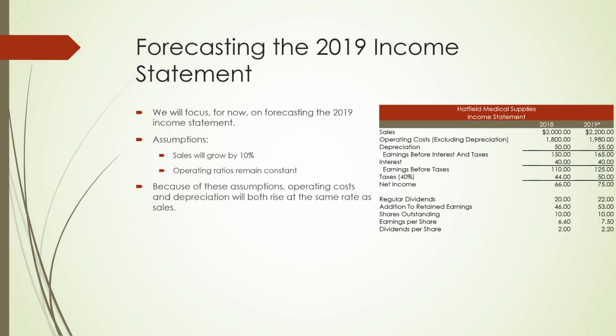And then you can see I've done some other calculations as well. So I'm assuming that the dividend goes up by 10%. The addition to retained earnings is simply net income, 75, minus the dividend of 22 gives us 53. That will go to the balance sheet. The shares outstanding are going to remain the same. And then earnings per share and dividends per share you can calculate based on the number of shares outstanding.